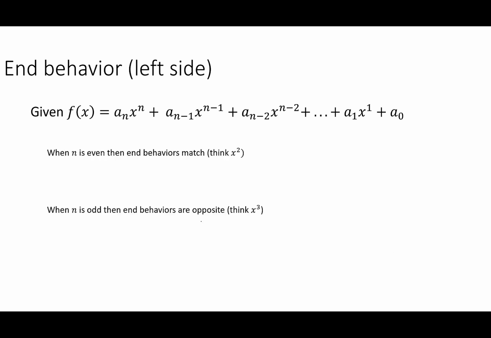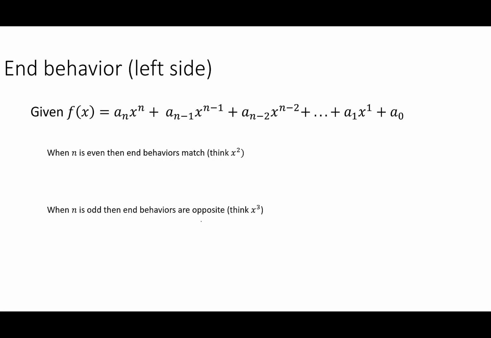The left side is determined by the power of the polynomial. And really more specifically than that, it's determined by whether the power is even or odd. So if the power of the polynomial is even, the end behaviors are going to match. So whatever it does on the right, it'll do on the left. If the power is odd, well then that's going to be opposite. So whatever it does on the right, it will do the opposite on the left.